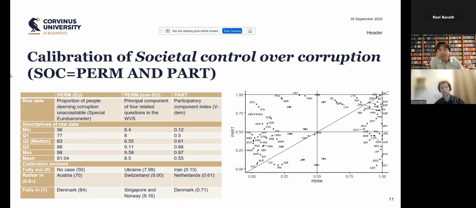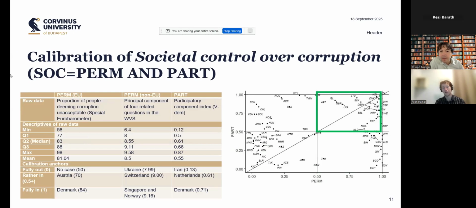It was slightly different with societal control over corruption. We used the same calibration method. We identified the fully out case, the rather in case, and the fully in case. But here we used AND to link permissiveness and participation. And this means that for countries to be in the group of strong societal control countries, they need to have both low corruption permissiveness and high participation.